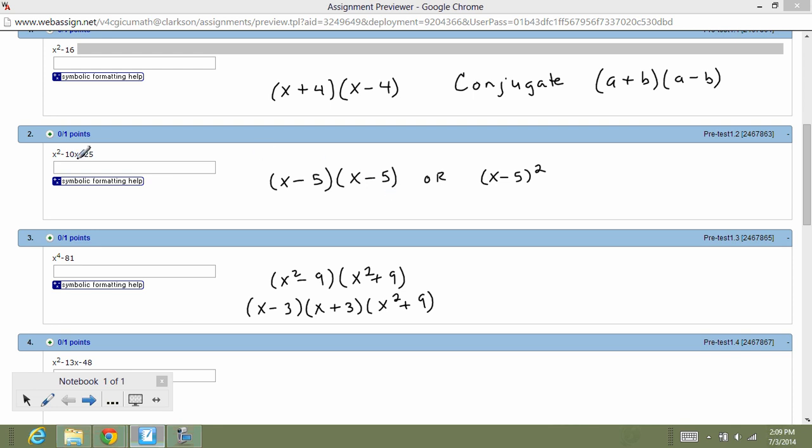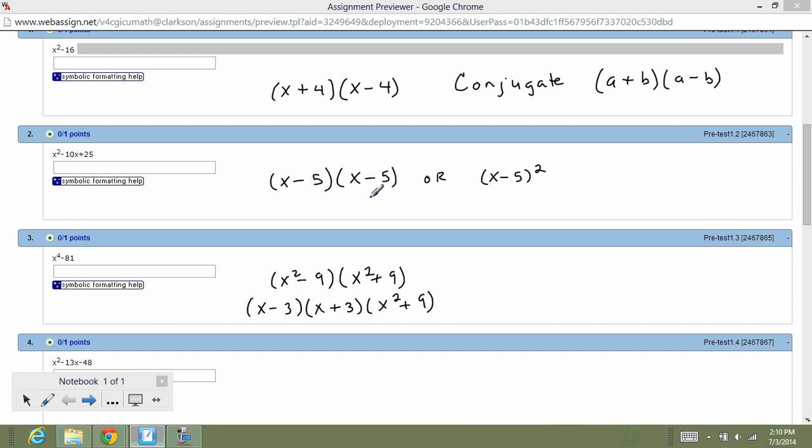Question 2, we've got x squared minus 10x plus 25. It's a simple quadratic to factor, and really from the high school realm, x minus 5 times x minus 5 will produce the desired result there. Also noteworthy, that could be written as x minus 5 to the second power, since you're multiplying a quantity times itself.